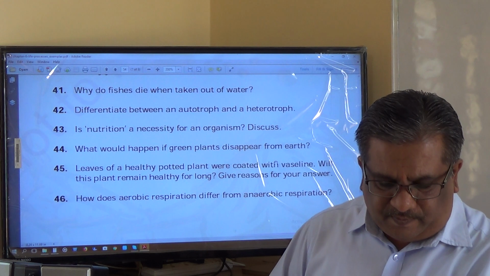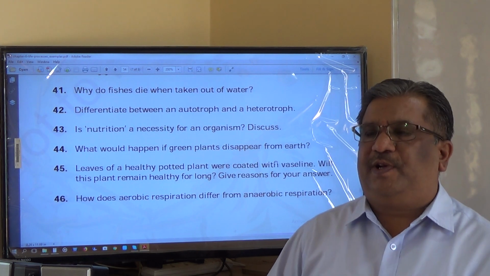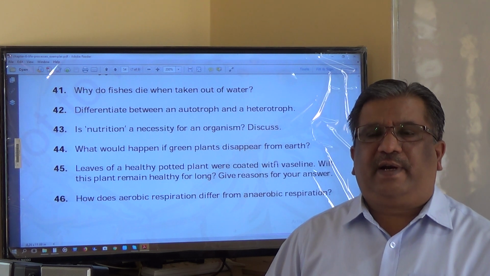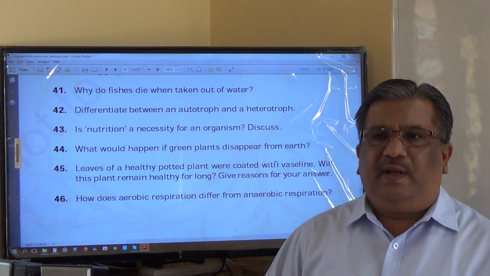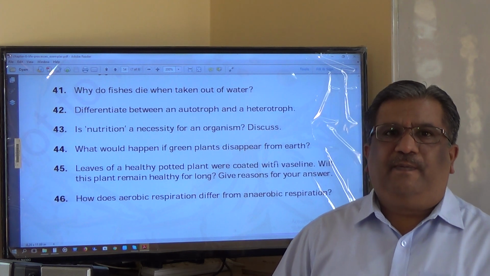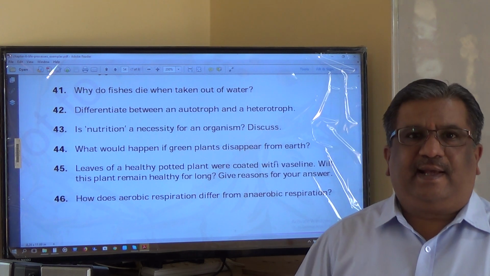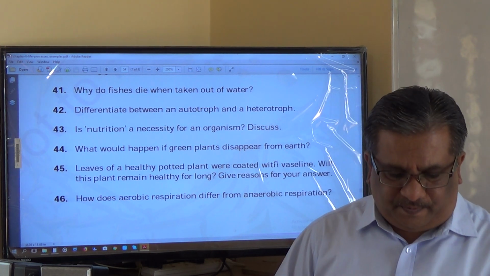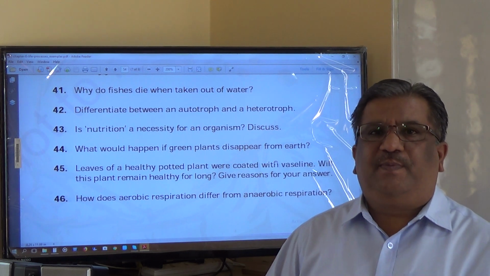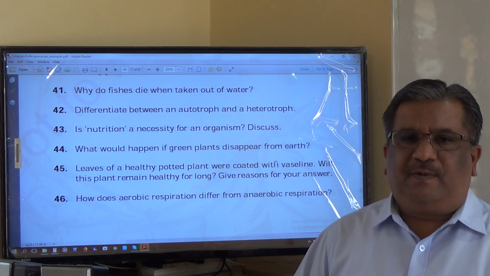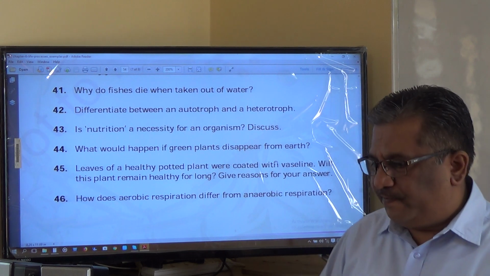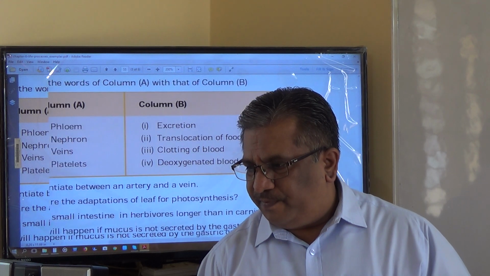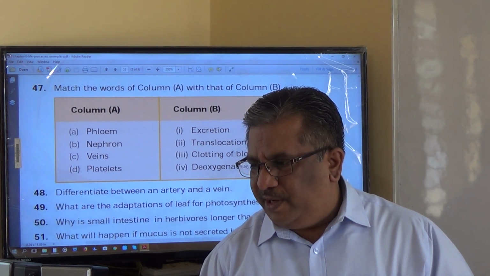Another thing, the end products. Let us compare. In aerobic respiration, carbon dioxide, water and energy are the end products. In anaerobic respiration, ethanol or lactic acid and carbon dioxide and a small amount of energy are the outputs. In aerobic respiration, the amount of energy produced is more. In anaerobic respiration, the amount of energy produced is quite less. This is the way you can differentiate. Match the following, you do yourself.